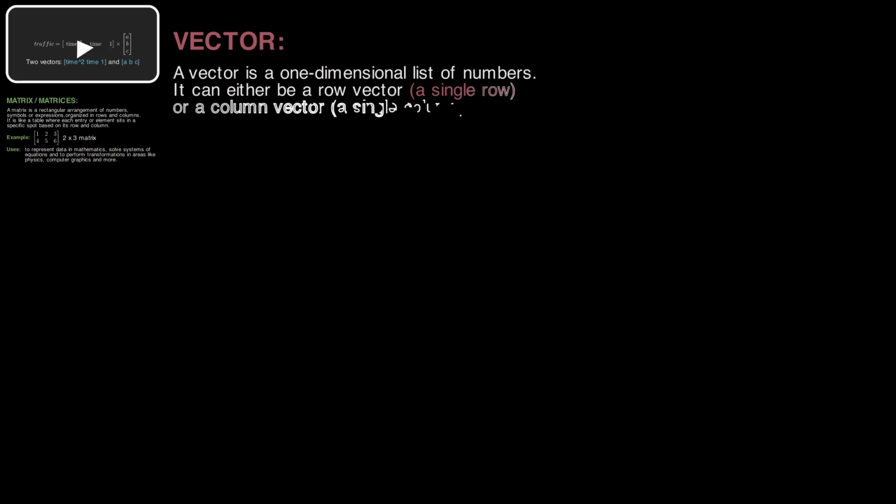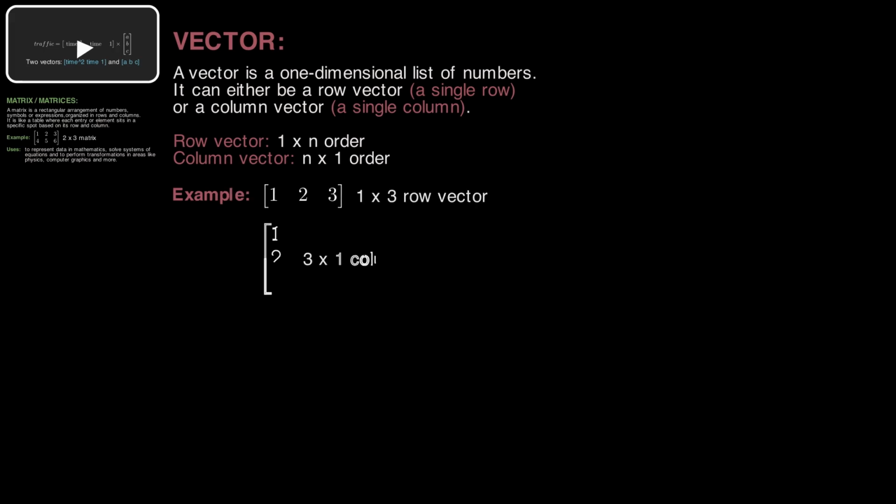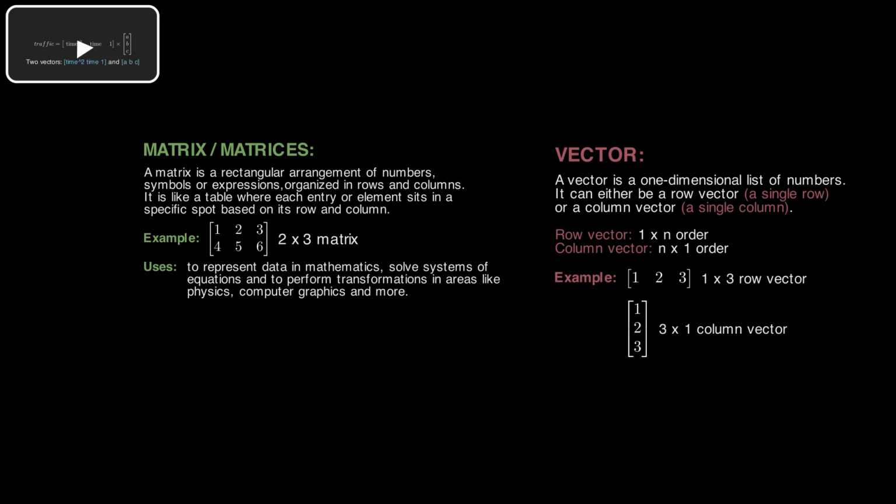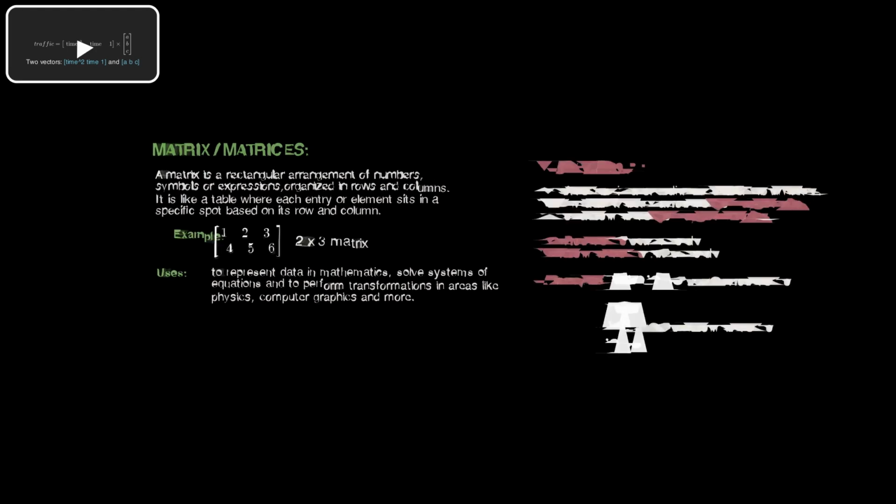A vector is a one-dimensional list of numbers. It can either be a row vector or a column vector. Row vectors have an order of 1 by n, while column vectors are n by 1. For example, here's a row vector and a column vector. You might wonder, what's the difference between a matrix and a vector?